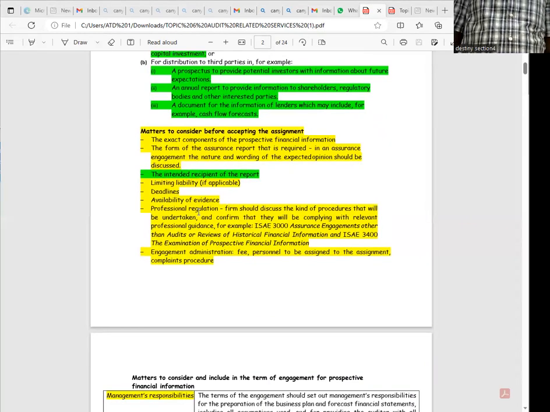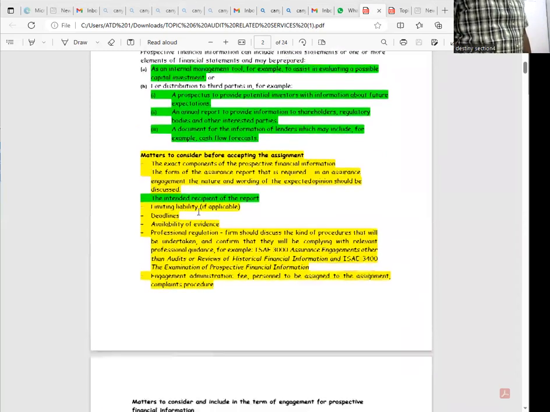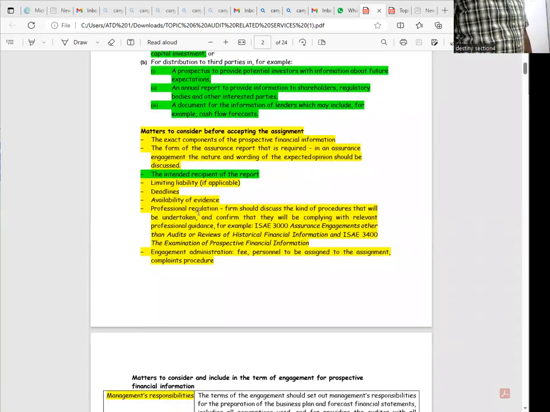Is it maybe the cash flow statement? Is it maybe the income statement? Is it maybe the balance sheet statement? You should be able to consider which component they are going to use as part of the preparation of the prospective financial information. The other one is the form of the assurance report that is required.